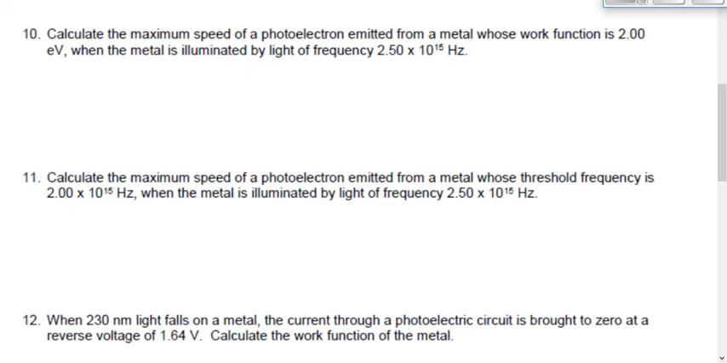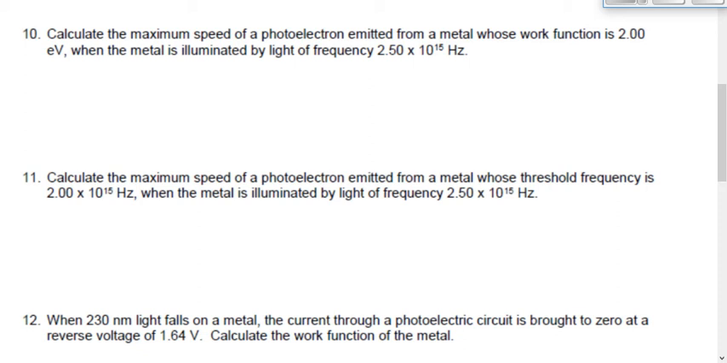Next one we want to go over is number 10. It says calculate the minimum speed of a photoelectron emitted from a metal whose work function is 2 electron volts if we illuminate the metal with light of frequency 2.5 times 10 to the 15 hertz. So we're ejecting electrons here. The photoelectric effect has happened. We want to find how fast the electron could be moving here.